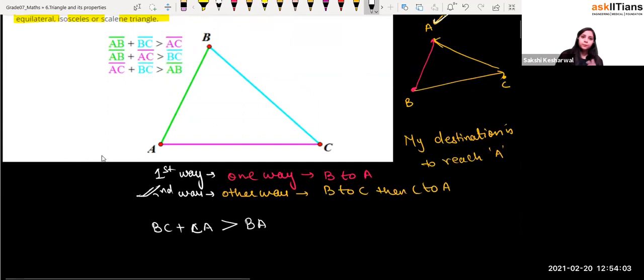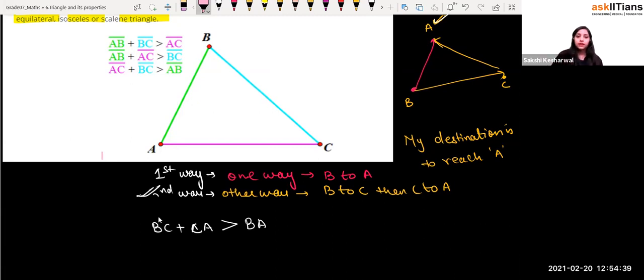Now these are all the possibilities written. It's written that AB plus BC is greater than AC. Yes or no? They have mentioned it with different colors: AB is green, BC is blue, and AC is red. So we can say that the AB and BC length is greater than the AC length. Then AB and AC length is greater than BC length, and AC and BC length is greater than AB length. This is true for all triangles.